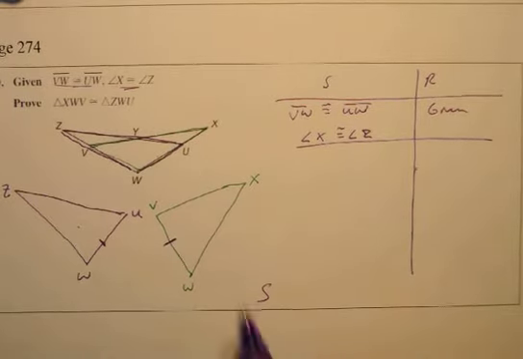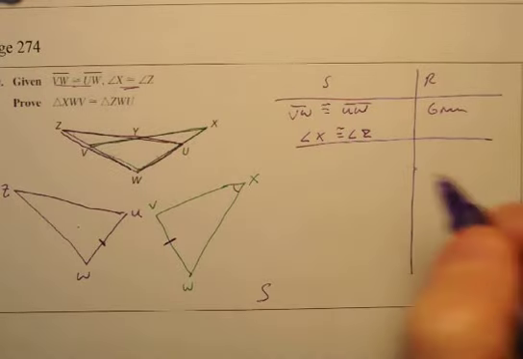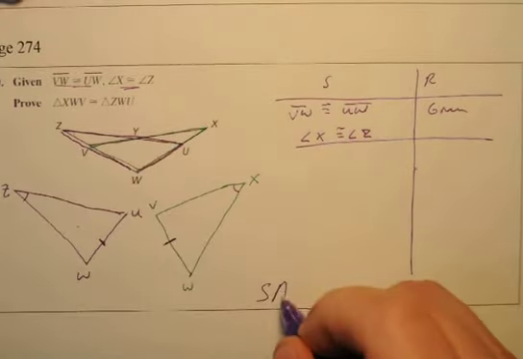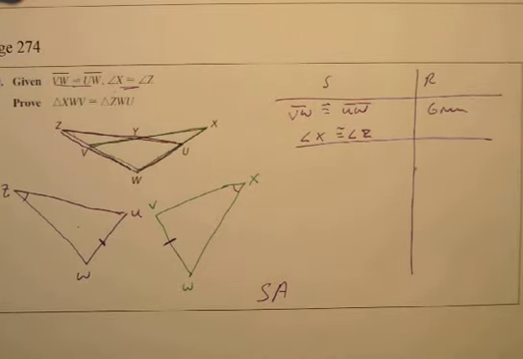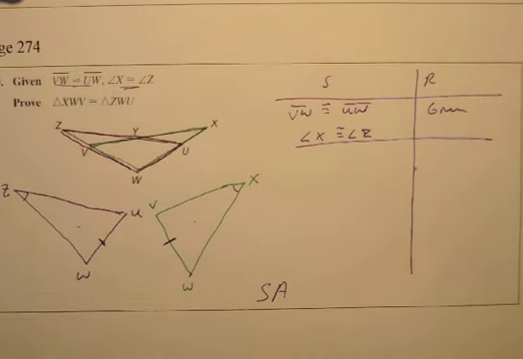Do we have more? We have that angle X is congruent to angle Z. That's an A. That's a set of angles. Is that enough? Can we definitively say that this triangle is exactly the same as this triangle based off a side and an angle? And the answer is no. You need one more piece of information, and that is, look at this. They both have angle W.